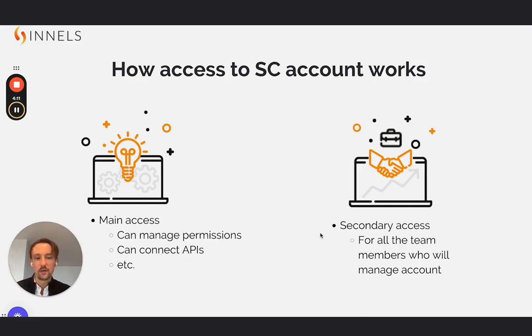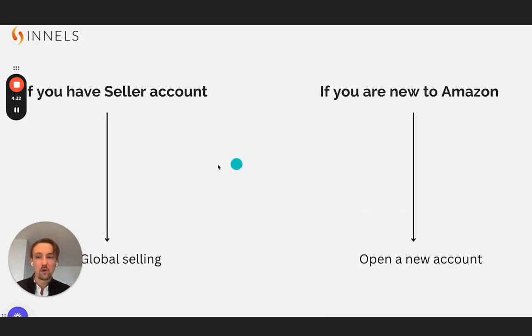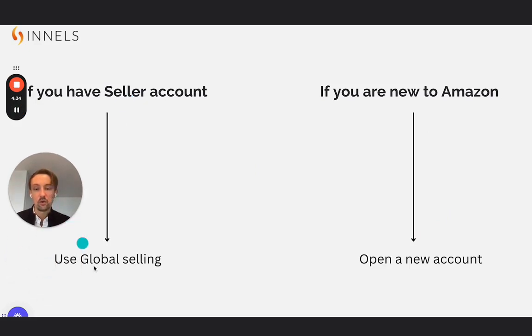Then it's very important that if you want to manage it on a daily basis and you have more than 2 people working on a Sales Central account, then of course everyone needs to have secondary access, and this is just key. So you avoid the situation where everyone is logging into the main seller account. And when you have a Sales Central account, you use global selling. If you're new to Amazon, open a new account. And let's jump to the practice.